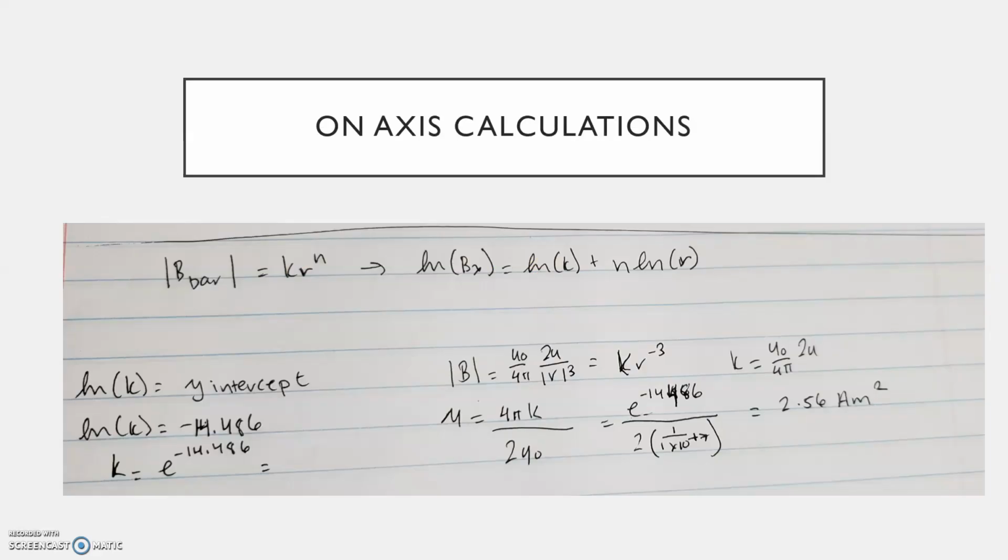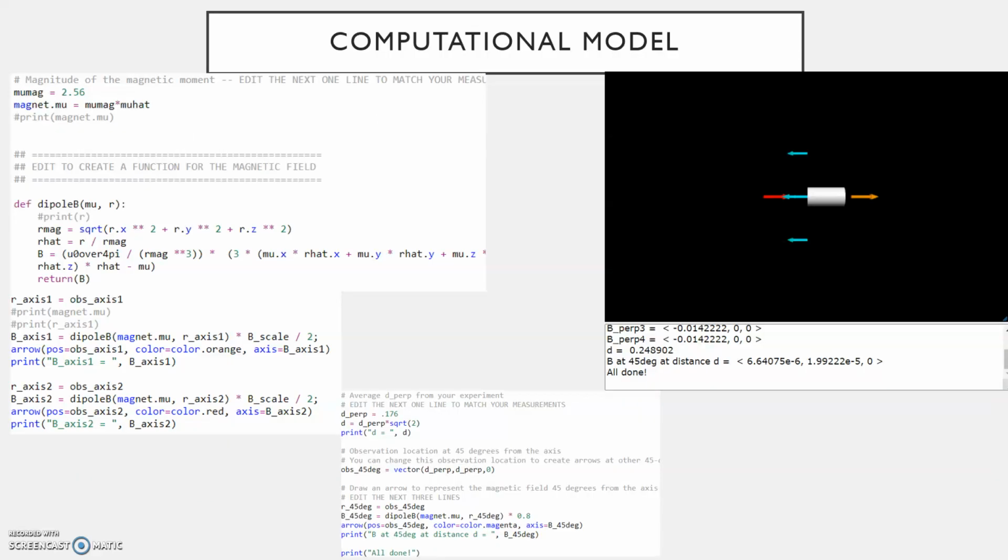So to find the distance dependence, I rearranged B = k r^n by taking the natural log, and I noticed that in this case n would be the slope. And going back to the previous equation, n had a slope of negative 3.03, which is very close to the expected value of negative 3. I then also realized that the natural log of k was the y-intercept, so to find k, I simply did e to it. And then I rearranged the on-axis magnetic field calculations to solve for mu, and found that mu was 2.56.